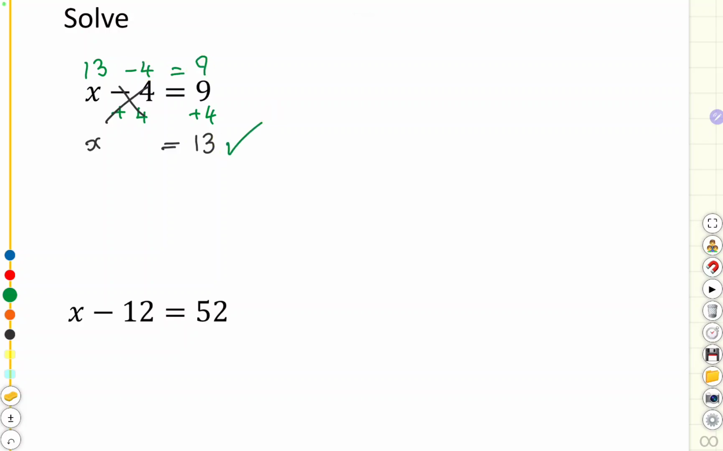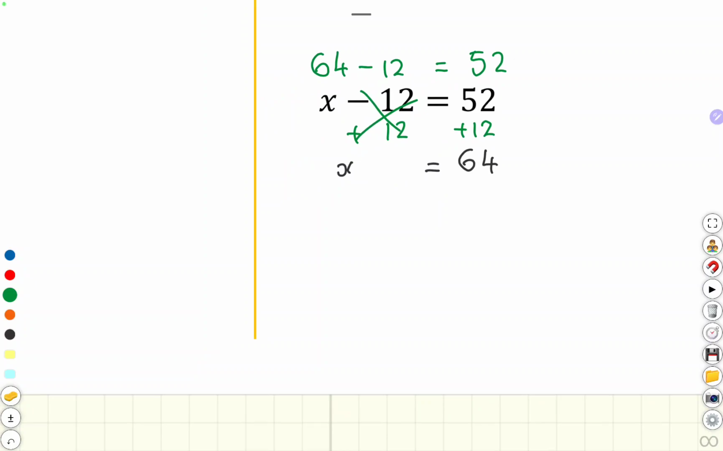So that is correct. Next one, I need to get rid of a minus 12, so I add 12 onto both sides, and that cancels there. So I'm now left with x equals 64. Now let's check to see whether I'm right. 64 take away 12 equals, I think it equals 52. If you need to use a little bit of a column method to prove these, then just do so.